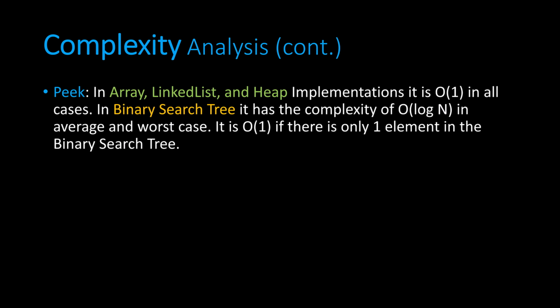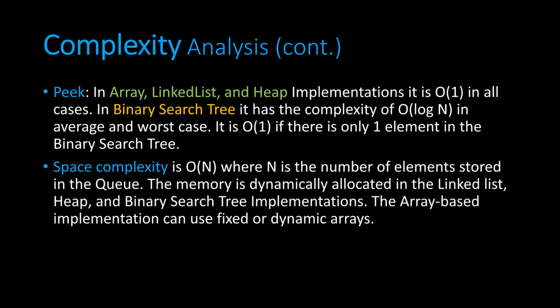It can also be achieved in O(1) if there is only one element in the binary search tree. Whether we have one element or a lot of elements, it is quite fast to traverse within the binary search tree. Space complexity is O(n), where n is the number of elements stored in the queue.